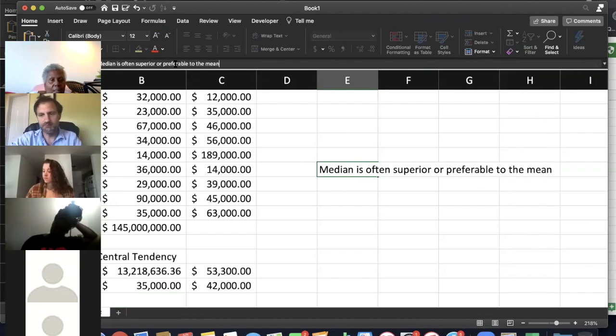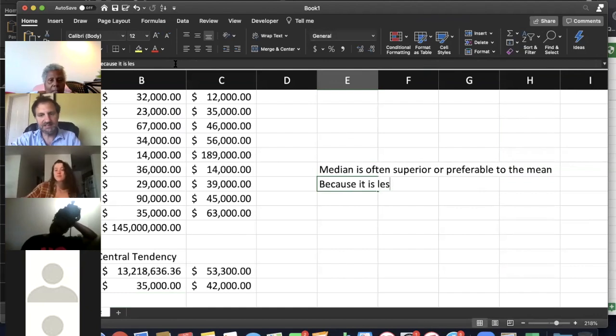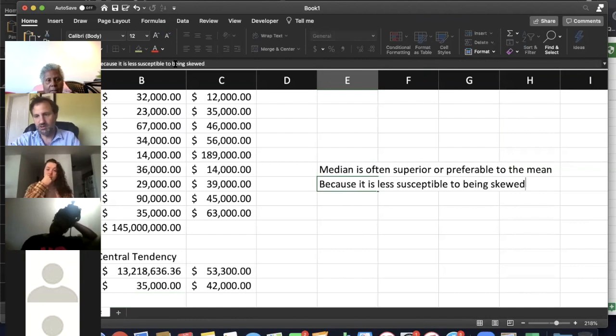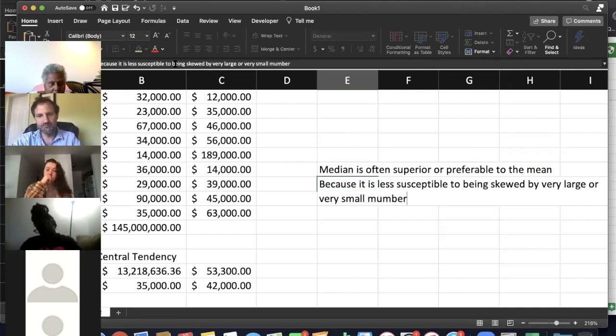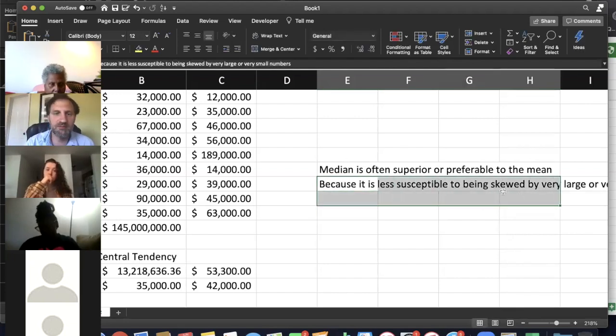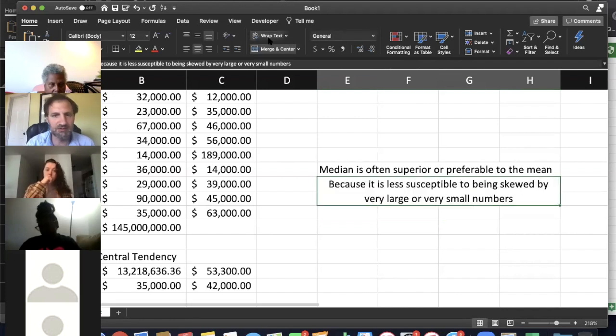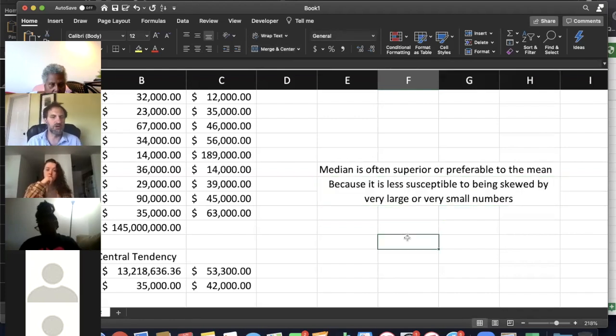to the mean, because it is less susceptible to being skewed by very large or very small numbers. And so you'll see this a lot, especially when you're talking about income, or house prices, or other things where there's an end of the scale that really doesn't apply to the average person. So you take incomes, you talk about wealth, you talk about house prices.